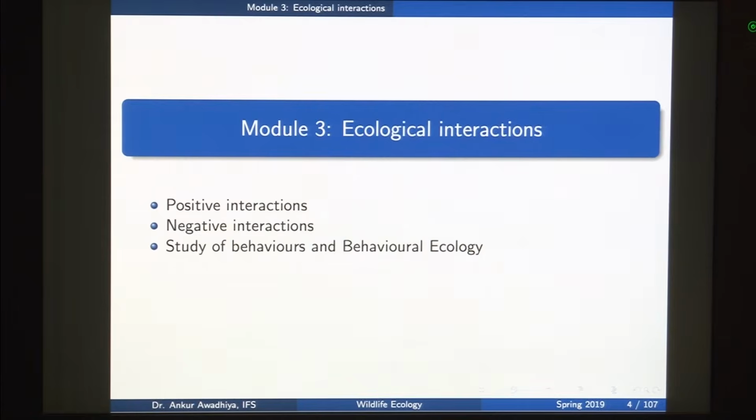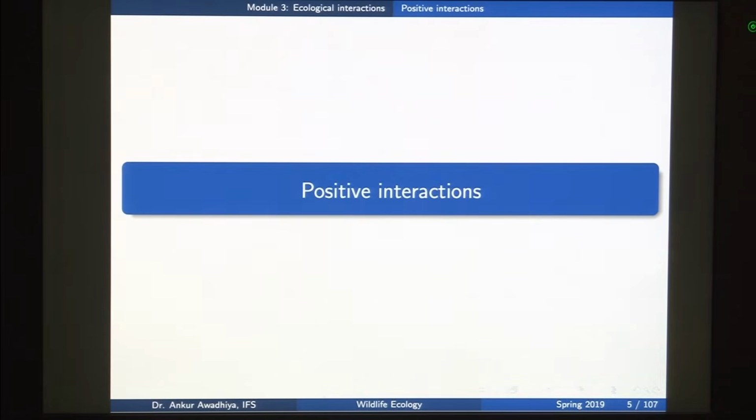Today we begin with a new module which is ecological interactions. In this module we will have 3 lectures. The first is positive interactions. So, we will begin with what are ecological interactions and then move on to the positive interactions that we observe in different ecosystems. Then we will have a look at negative interactions in the second lecture, and the third lecture will be a study of behaviors and behavioral ecology. So, let us begin with positive interactions.